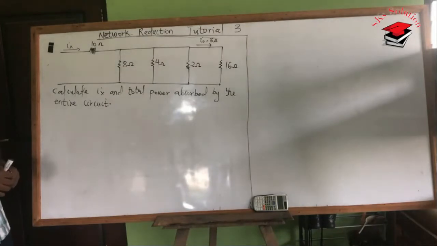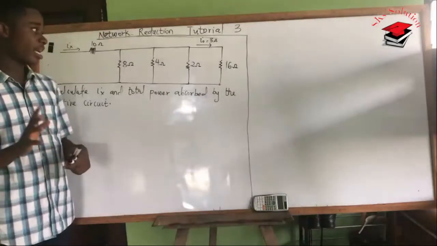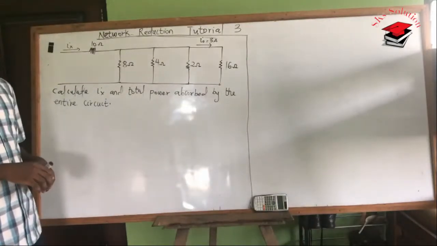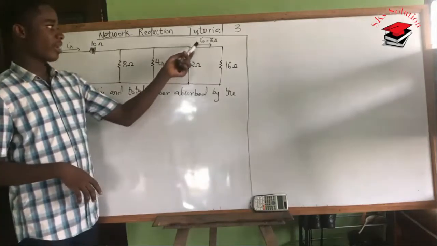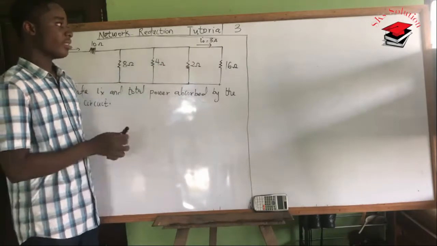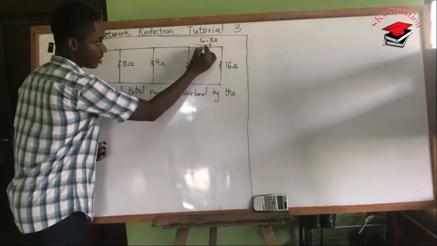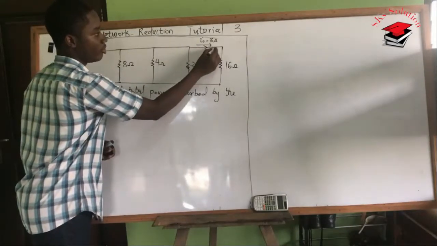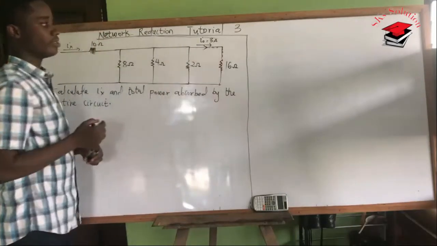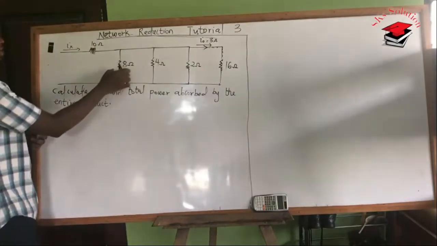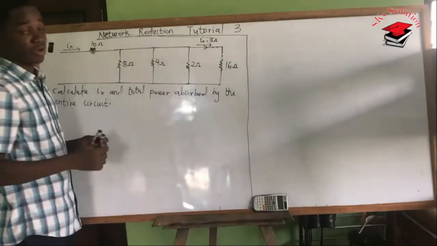We are given a number of resistors, which is there are 5. Some of them are connected in parallel. We are also given I naught to be 3 amperes. And we can say that I naught is what on this branch. That's the current flowing through the 16 ohms. The current here and here were not given.